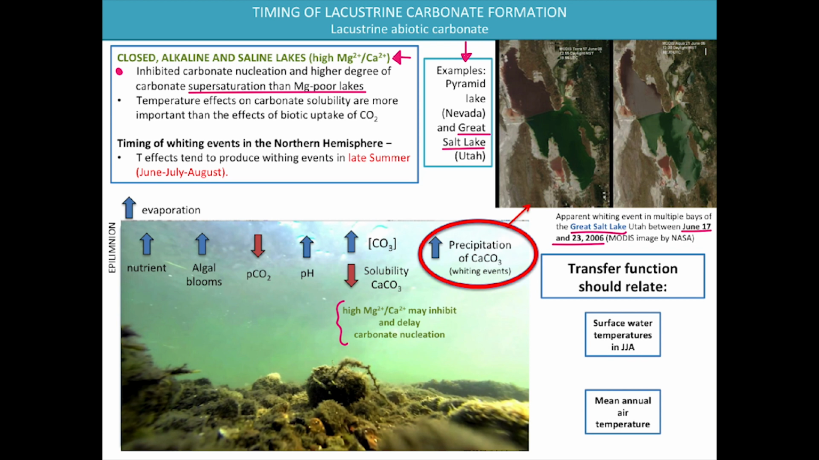This is significantly different from the spring peak from April to June observed in the freshwater lakes of North America, like the Great Lakes. This means that in enclosed alkaline and saline lakes in the mid to high latitudes, and in lakes that produce high magnesium calcite or aragonite, whiting events are more linked to temperature effects on carbonate solubility than to biotic uptake of CO2 in surface waters. Because these temperature effects on carbonate solubility tend to produce whiting events in the late summer, the authors suggest a transfer function that relates summer water surface temperatures to climate. These summer water temperatures would be June, July, August, JJA for the Northern Hemisphere.